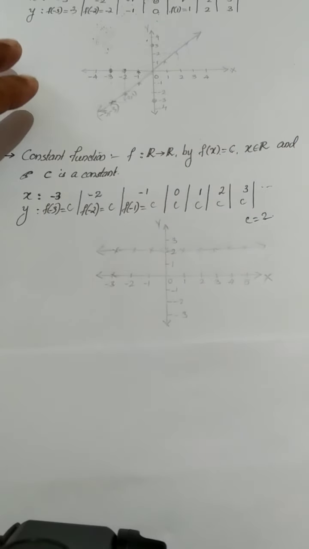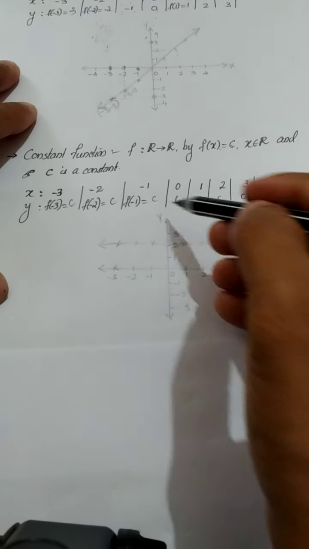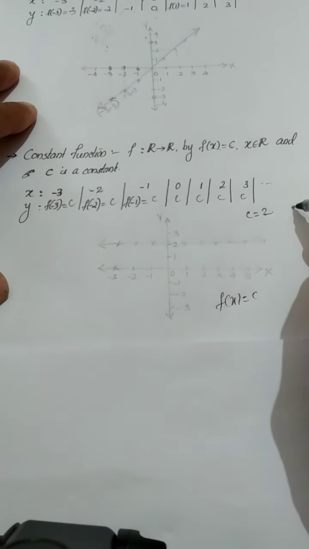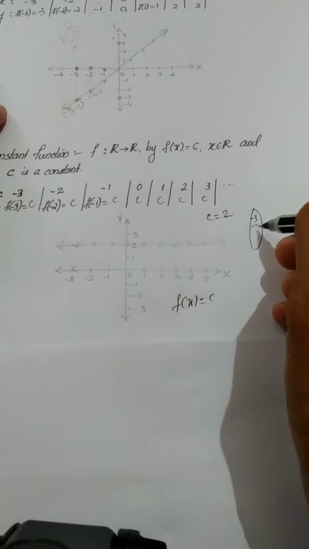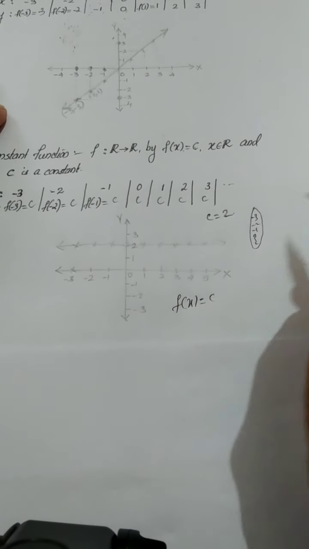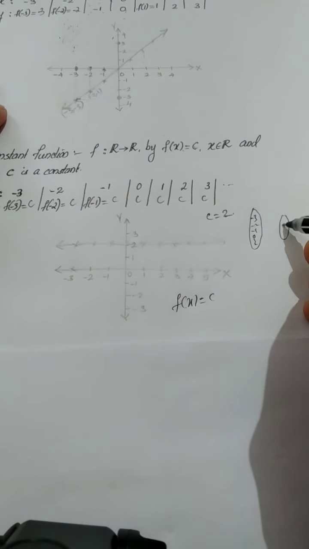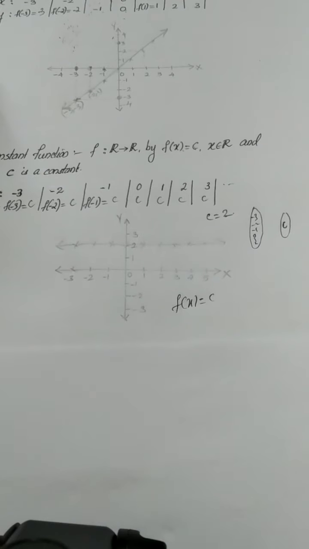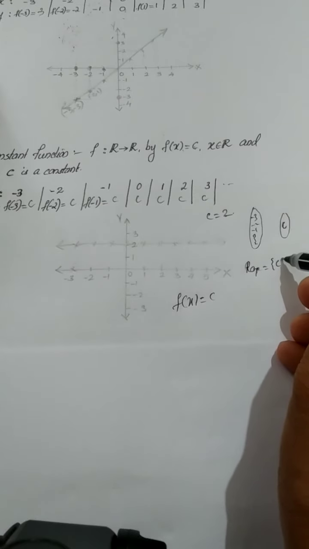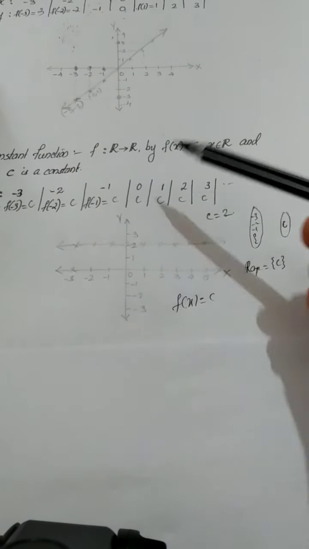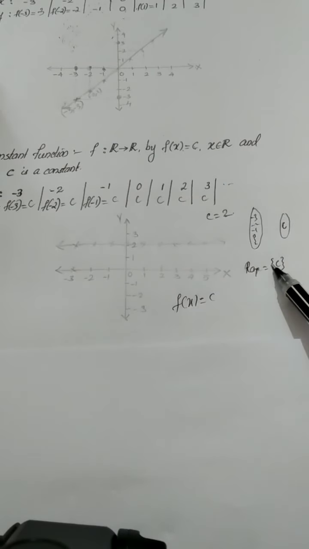Actually, look at here. Here, f of x equal to c. So in every number we will get, if I am writing like this, here we have minus 2, minus 1, 0, 1, 2, 3. And what is the range? Here we have only the image c. So the range is c itself. So we can say that the range of this function is the set {c}, because every element has the image c.